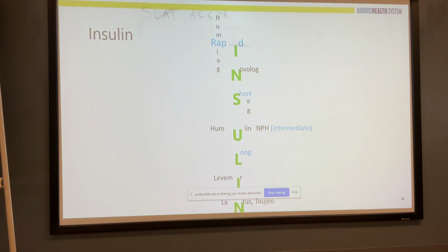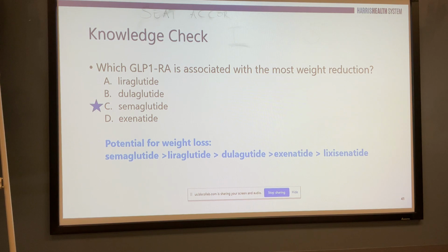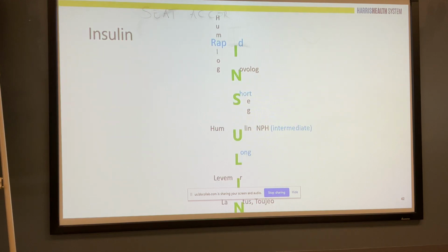All right, we're going to transition to insulin, guys. Can you go back? It's on our GLP-1 card. Just do the first three letters, y'all. Y'all ready? First three letters.